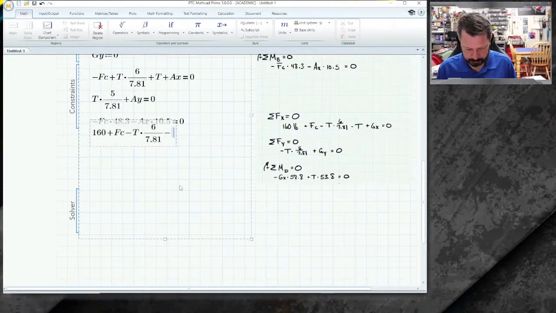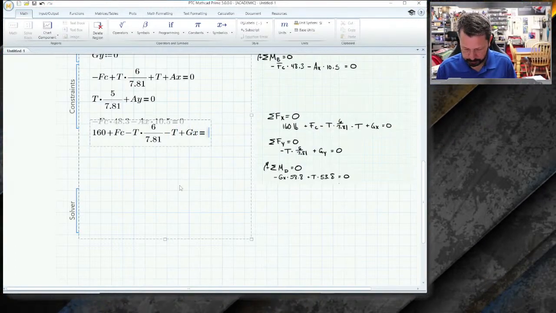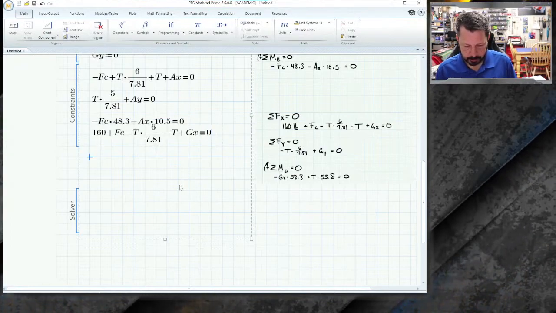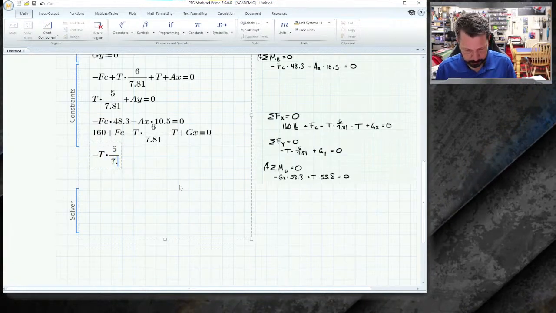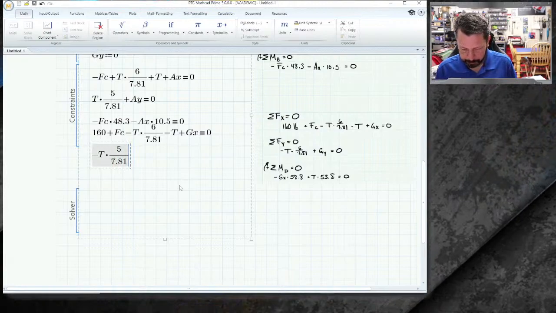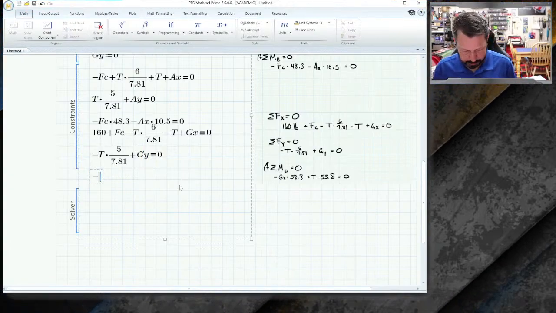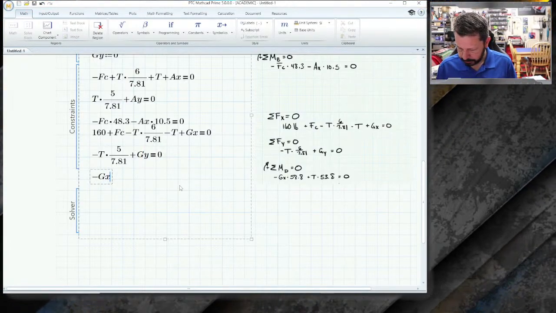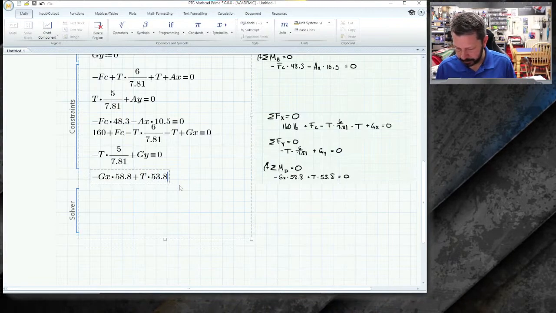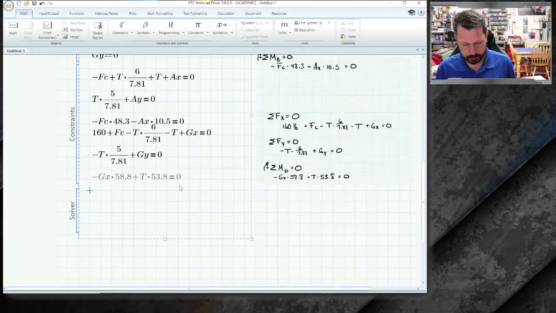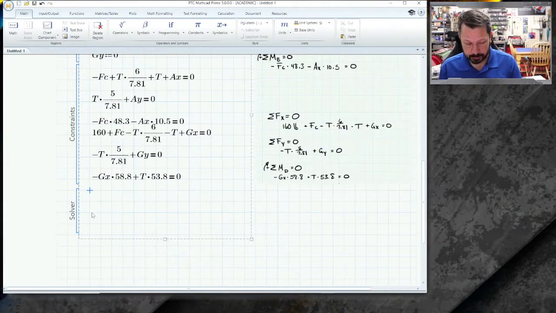Do it that way. Minus T plus GX equals 0. Oh, not O, 0. Negative T times 5 over 7.81 plus GY equals 0. And minus GX times 58.8 plus T times 53.8 equals 0. So that should be all 6 of our constraints, which are the 6 equations we want to solve simultaneously.